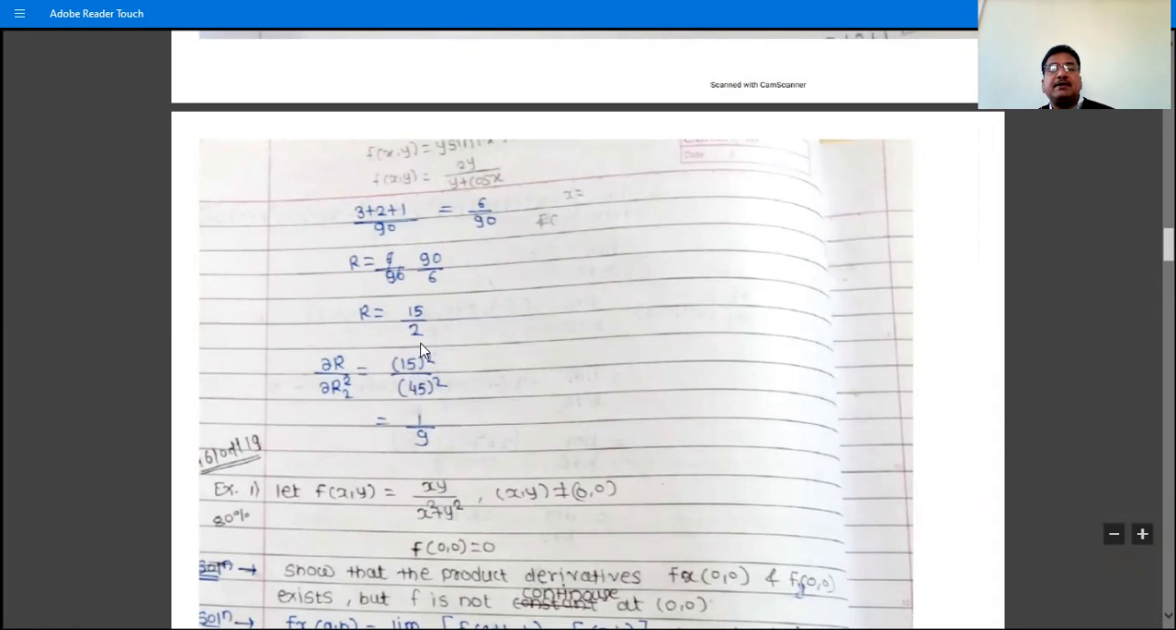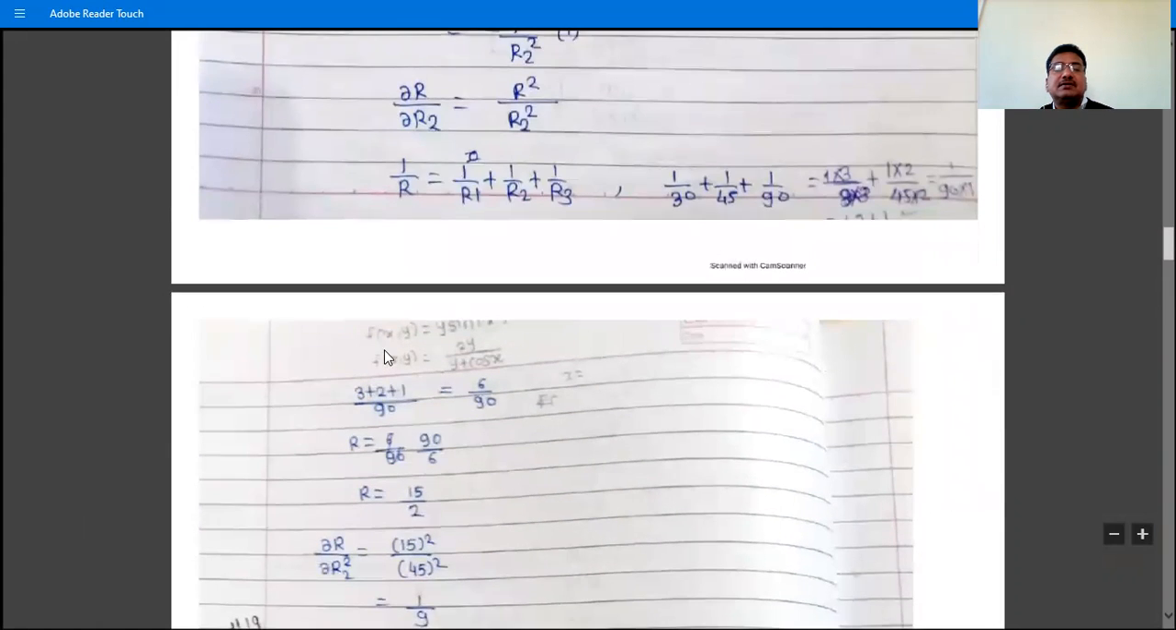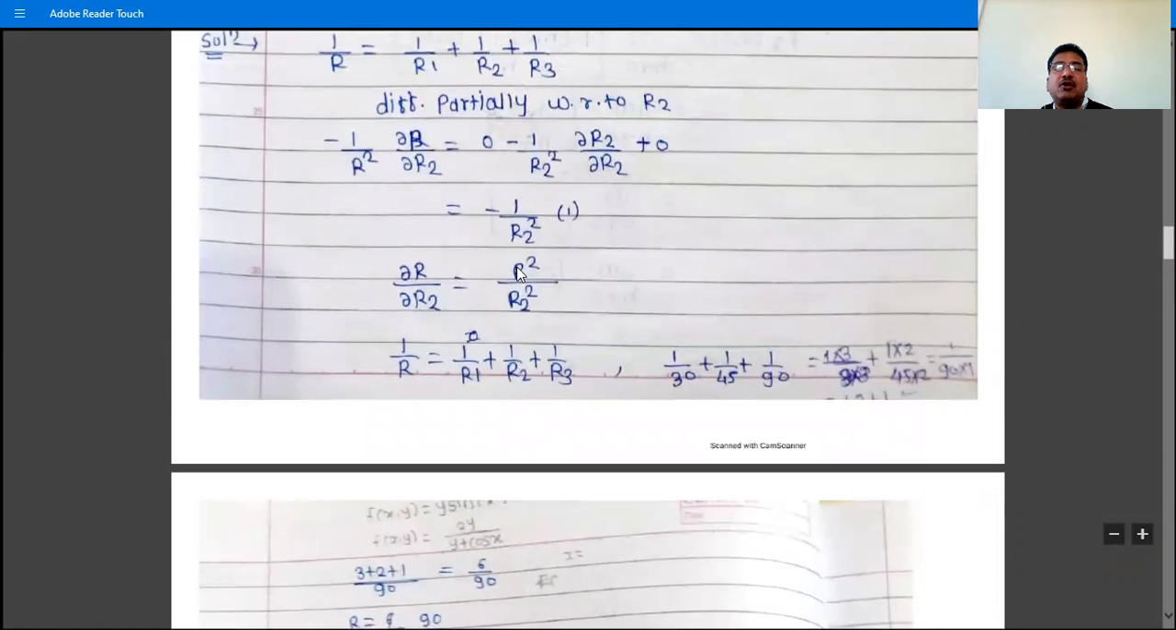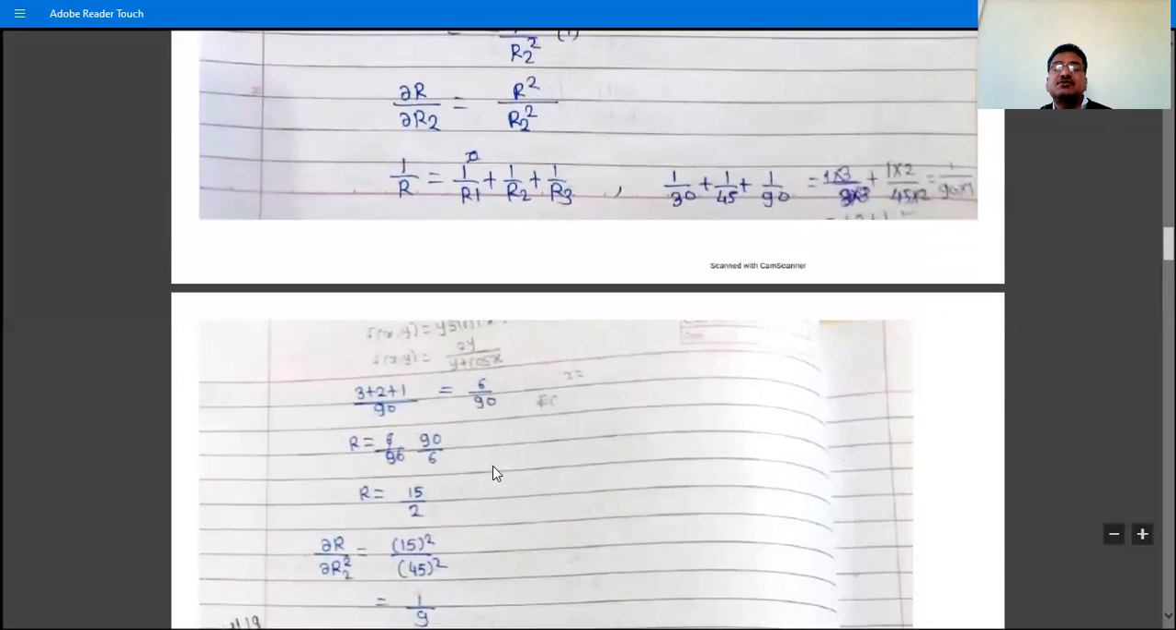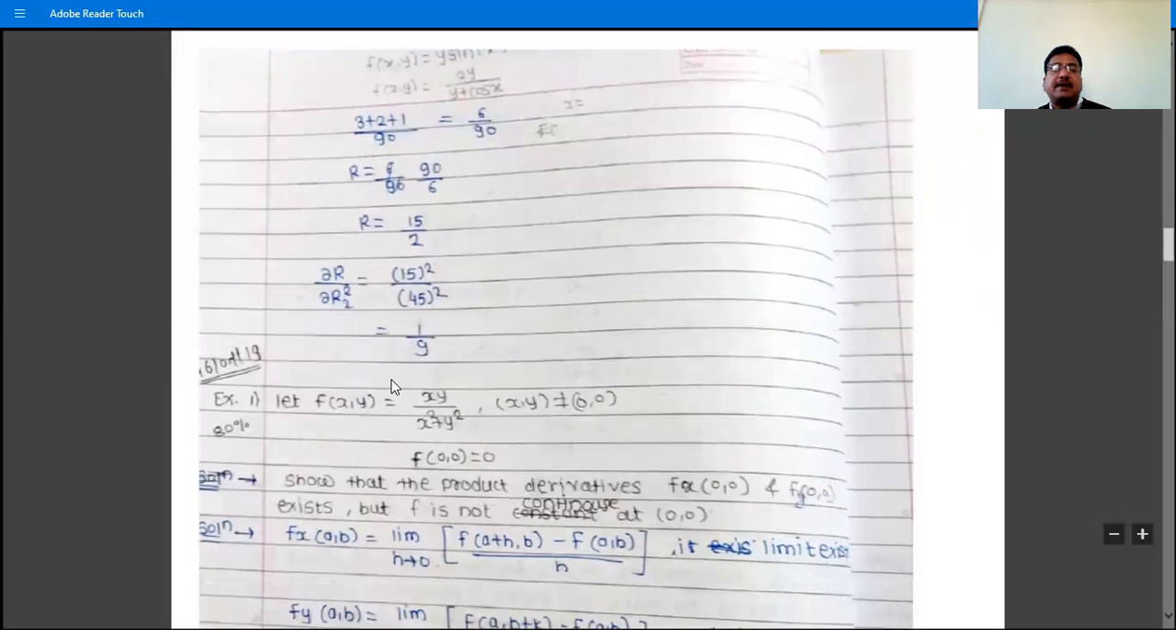Here write 15/2 because R is 15/2, so R² divided by R2² is (15/2)² divided by 45². We have the answer 1/9.